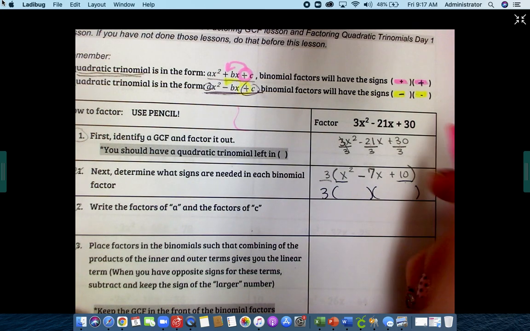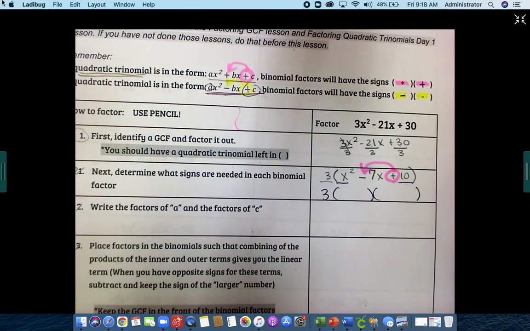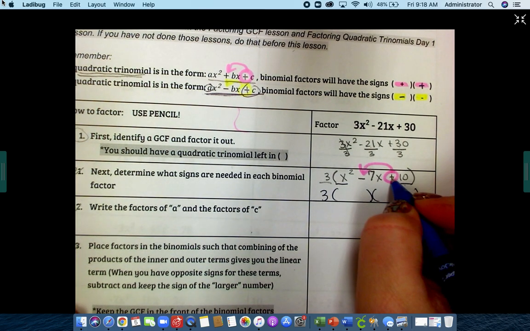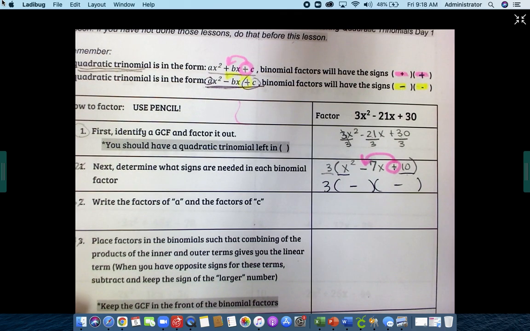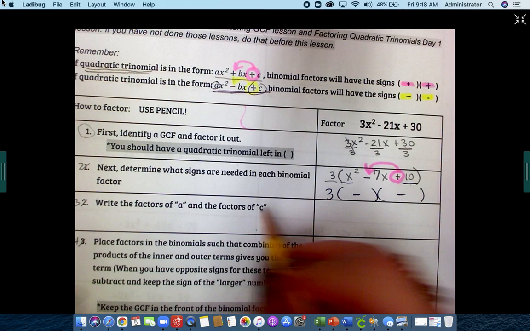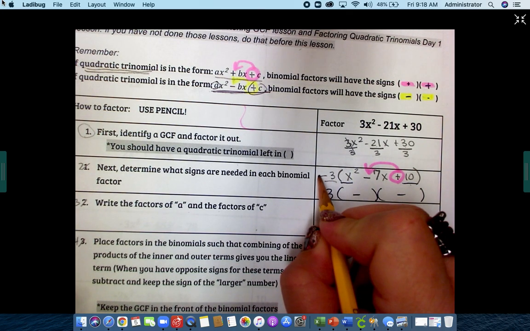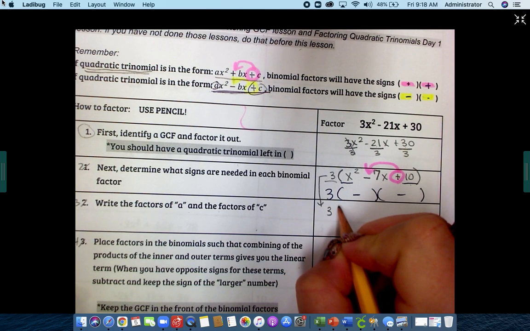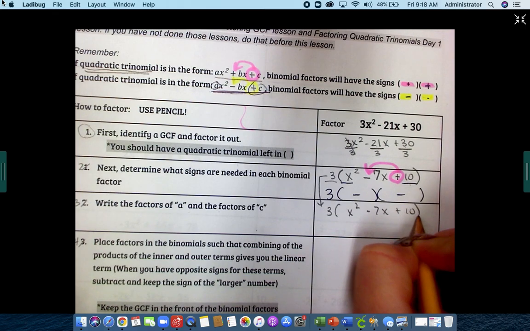So I'm going to look at my constant term, which is positive 10, and then copy that sign twice. Because it's positive, I have to multiply a negative times a negative to get a positive. That's why. So my factors here, if I write the factors of A and C, well, if we're here with this trinomial, 3, and then out here I have an x squared minus 7x plus 10.